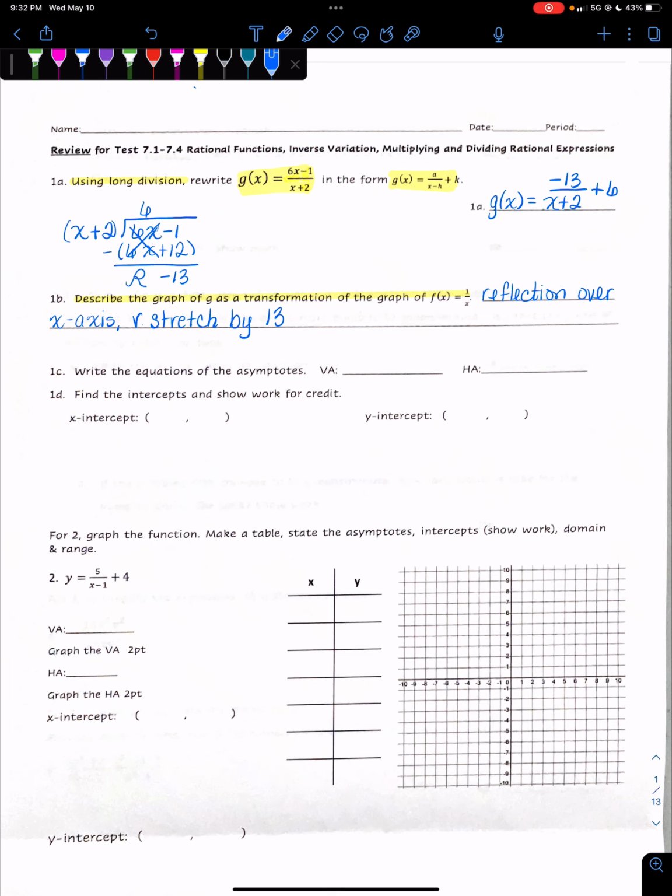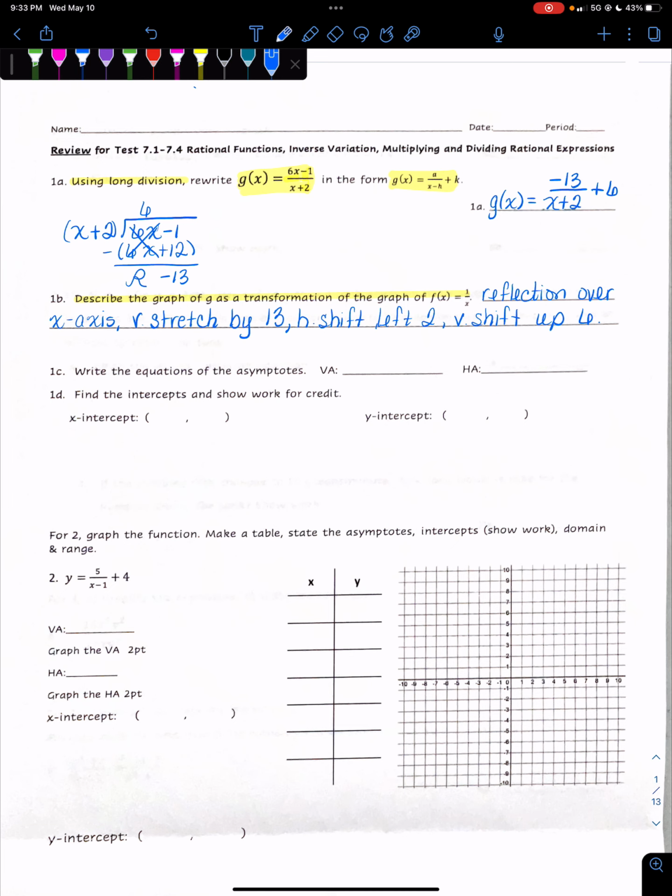Okay. Then I have x plus 2 in the denominator. That is a horizontal shift, and that one is going to go left 2. And then we have our k value over there, or the vertical shift, and that one is going to go up 6. All right, those are all the transformations.